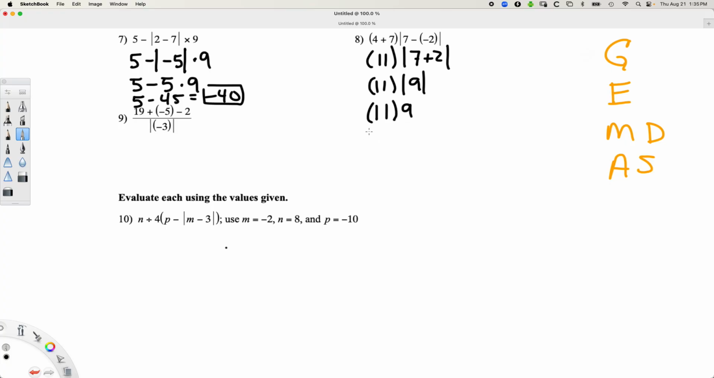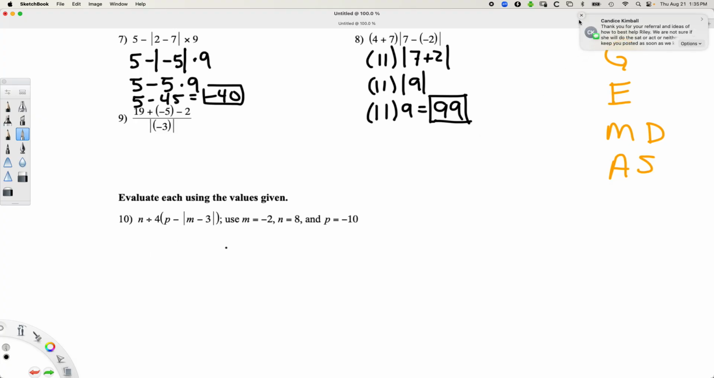And again, in algebra, when we have two things next to each other without a symbol, just the parentheses, we multiply. So 11 times 9 equals 99. Once we did our grouping symbols, the only thing we had left was a multiplication.